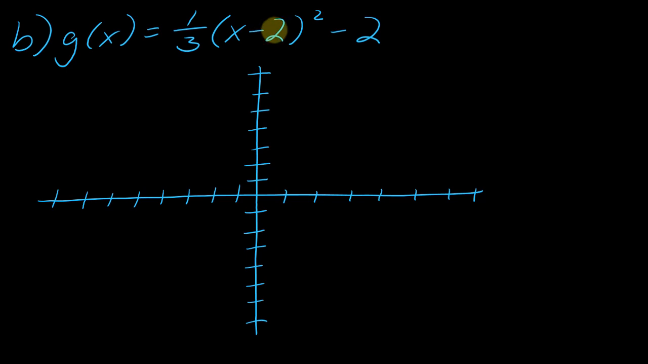So now I'm going to go to the right 2 and down 2, and now I'm going to go out 1 and then up 1/3. So that's going to look like barely anything on the graph that I have drawn, but it's going to be a really wide parabola like this. So it's all the same stuff from before that I've talked about in my other videos. I just now have this stretch factor that changes things.